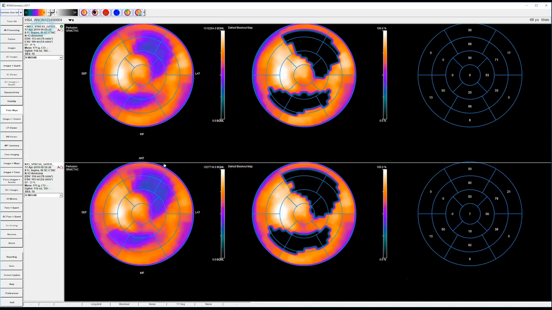CFR, I do have that on a different screen. Give me just a moment, or the CT, just because I imagine there's going to be a lot of calcium. Yeah. So we'll get back to the CT.